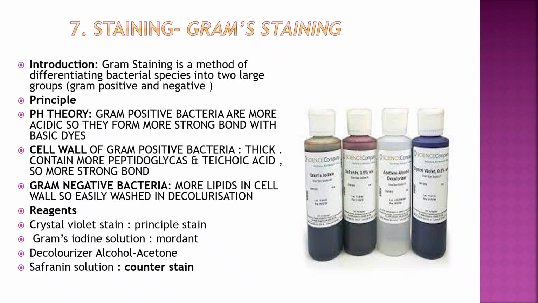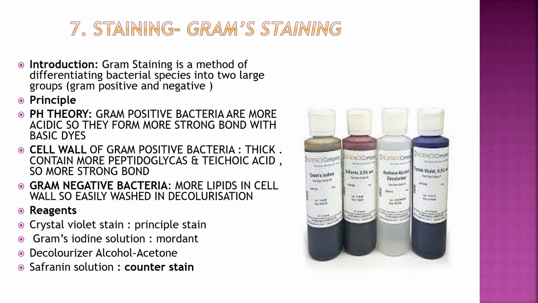So students, the use of gram staining is for differentiating bacteria into two large groups, that is gram positive and gram negative. And if they are round, 1 micron in size, they are cocci, and if they are 2 to 10 micron size, that is rod shape, they are bacilli. So total 4 types of bacteria are there: gram positive cocci, gram positive bacilli, gram negative cocci, gram negative bacilli.